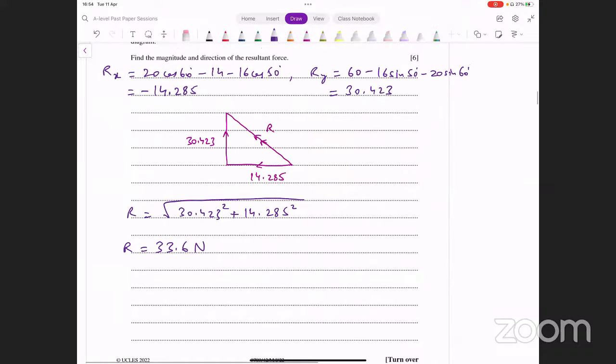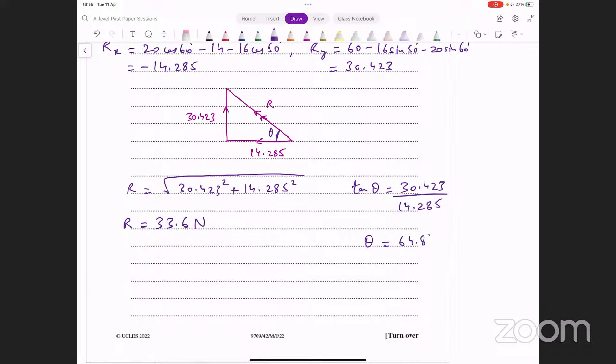Okay. Similarly, find the angle. Now how will we figure out the angle? You can find this angle first of all. Let's call this theta. How can this come? You can use tan. This is perpendicular. This is base. So tan of theta is going to be equal to 30.423 divided by 14.285. Take tan inverse of this and see what you get. 30.423 divided by 14.285. If I do tan inverse of that, this gives me 64.8 degrees.